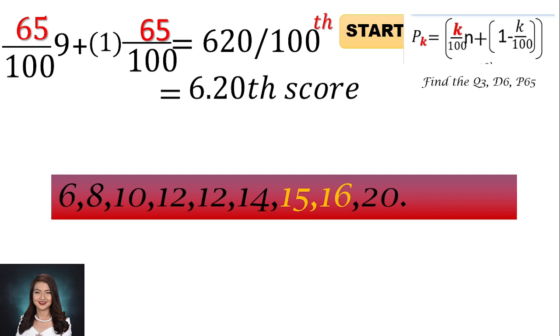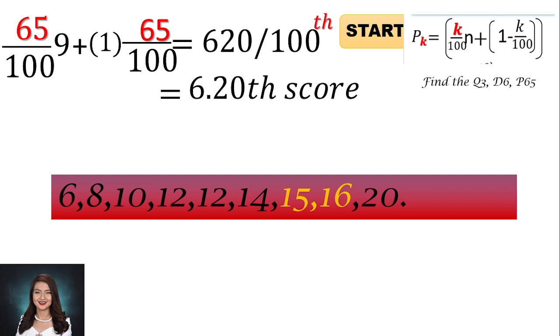Where do I get the 20%, or just like earlier, the 80%? We get it from the decimal that we get in the 65th percentile. So we have here the 6.20th score, where we get the 20 here, and we represent it as the 20%.